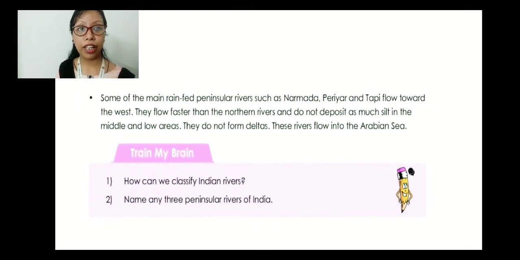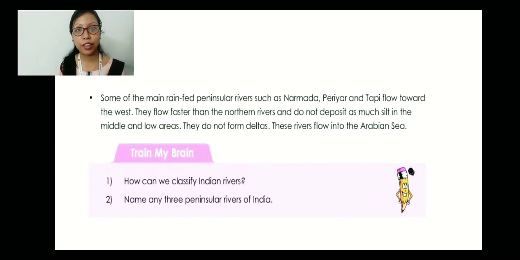Some of the main rain-fed peninsula rivers such as Narmada, Periyar and Tapi flow toward the west. Now, why is it called peninsula? Because the southern part of India is the peninsula part, right? So they have the Narmada, Periyar and Tapi, and they flow towards the west. From south to the west, they flow faster than the northern rivers and do not deposit as much silt in the middle and low areas because they are rain-fed, and rain-fed rivers are faster than the northern rivers. They do not form deltas. These rivers flow into the Arabian Sea. So these rain-fed or peninsula rivers do not form deltas, and they flow into the Arabian Sea.